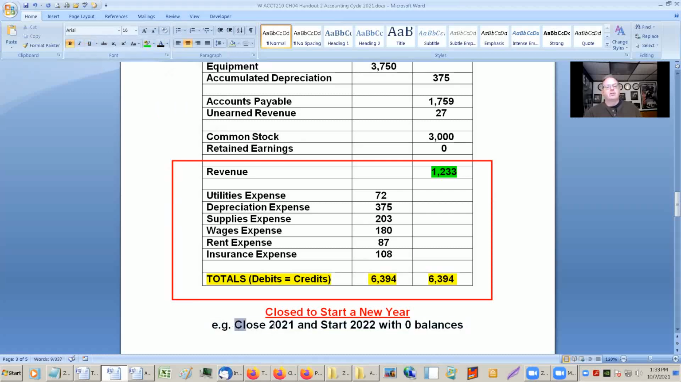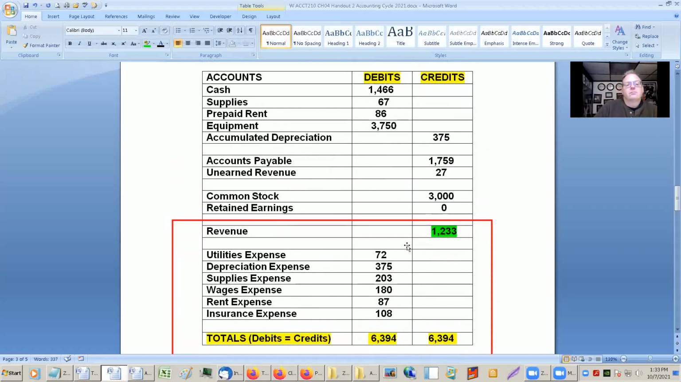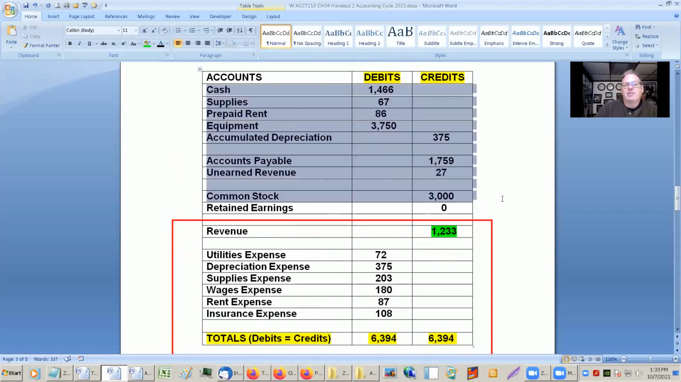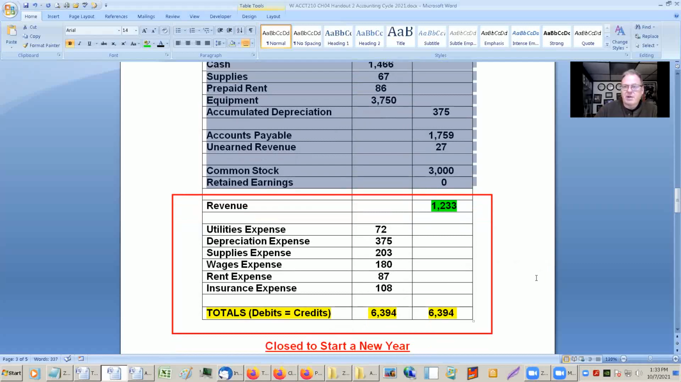So for instance, we close 2021 and we start 2022 with 0 balances. So these will all be closed out to 0. We're not going to do it right now, but just a heads up, that's what's going to happen. And then the balance sheet stuff sticks around from year to year. You'll have cash, supplies, equipment, all that kind of stuff. But these revenues and expenses will close out to 0. We'll start a new year and say, okay, how much income are we going to have in 2022?